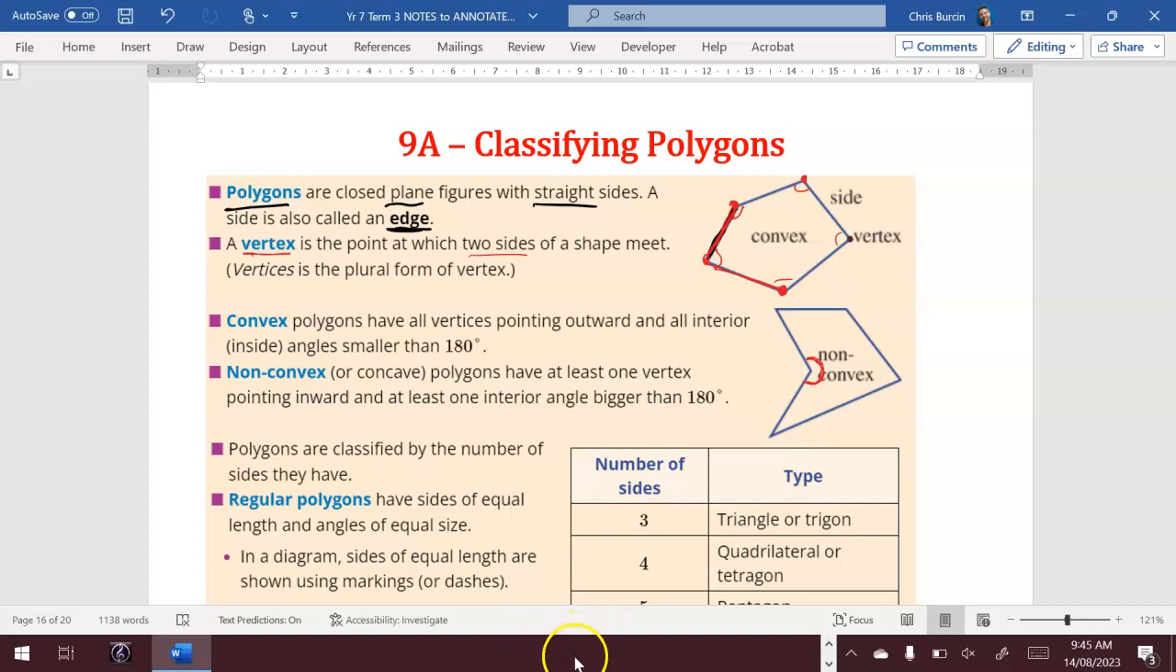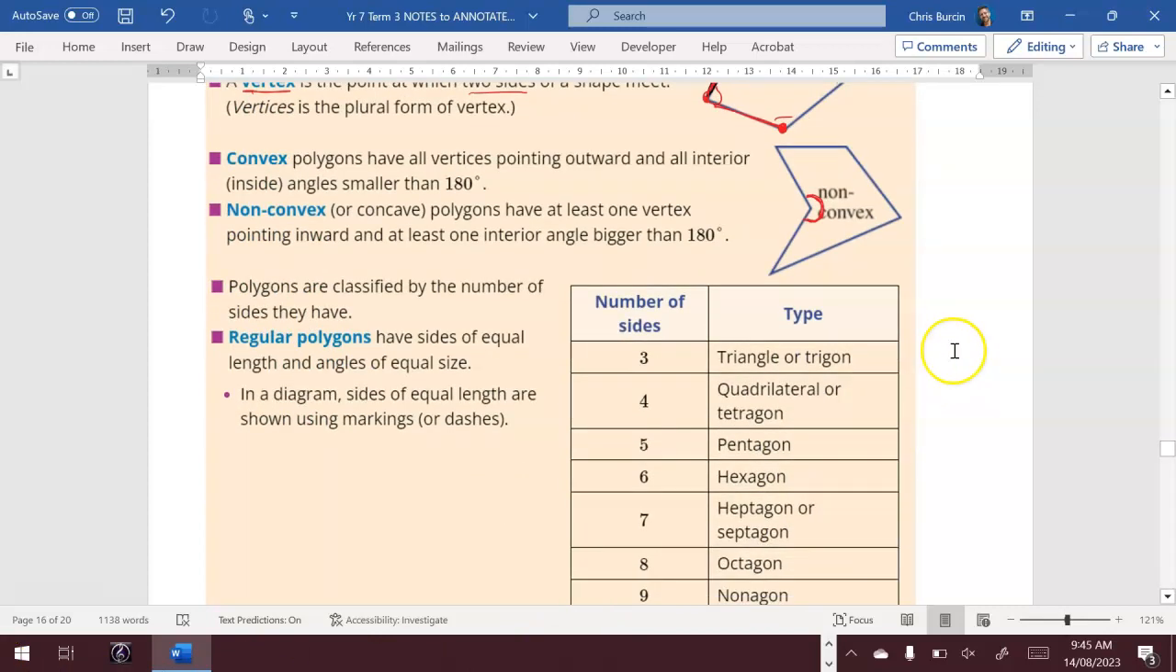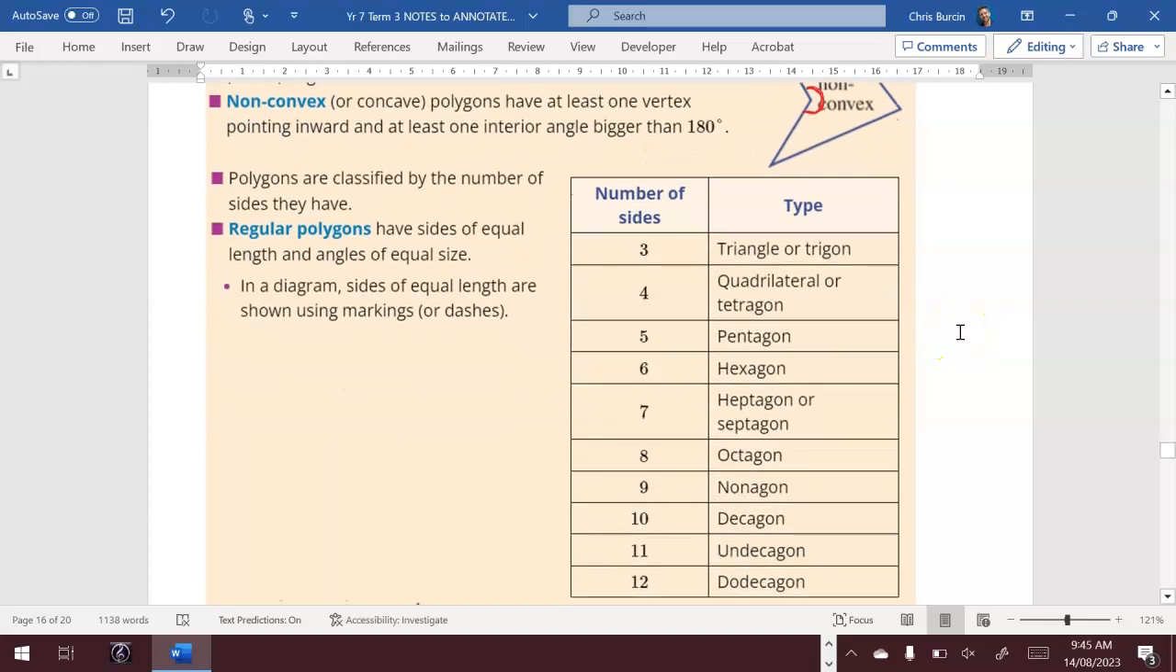I'm going to keep flying through this so I can make a nice succinct video, but I will stop for questions whenever I need to. So polygons are classified by the number of sides they have. I'll come back to regular polygons. If a polygon has 3 sides, everybody, what's it called? Triangle. Or, if you want to be super fancy pants at your next Scrabble game, you could call it a trigon. That sounds like a sci-fi planet, the planet Trigon, that has 3 sides.